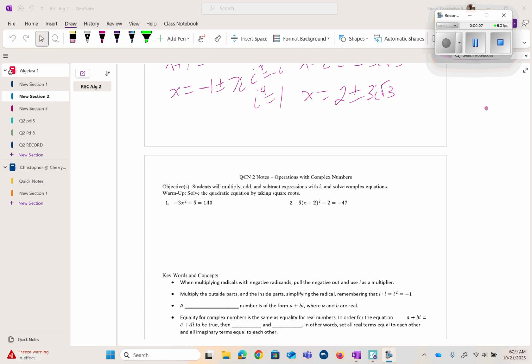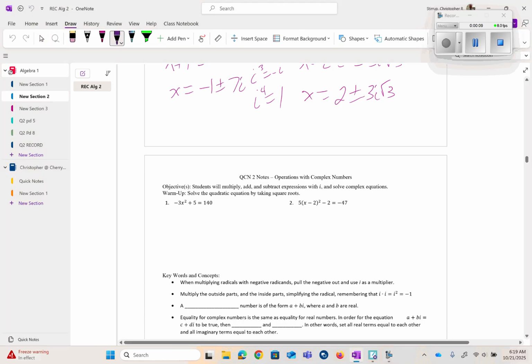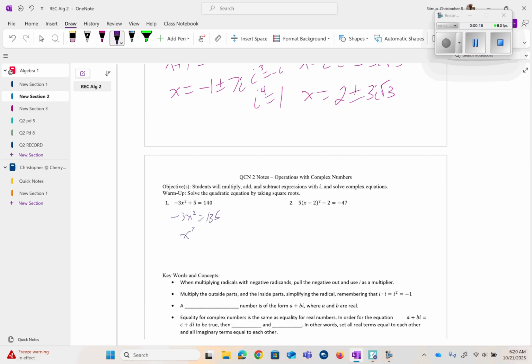So I'm going to subtract 5 from both sides. Divide each side by -3. So 135 divided by -3 is -45. Root, don't forget the plus minus. So I'm going to get 45 breaks down to 9 and 5. So that's going to give me 3i root 5. Don't forget the plus minus.